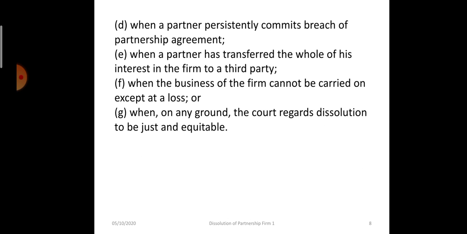When the business of the firm cannot be carried on at a profit, if they are going to carry it on, then loss will be there. In that case, the firm may be dissolved, or for any of the reasons which the court feels are sufficient, the firm may be dissolved. In that case also the firm will be dissolved.